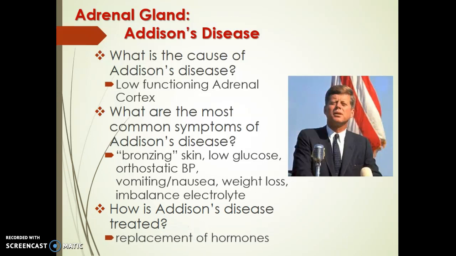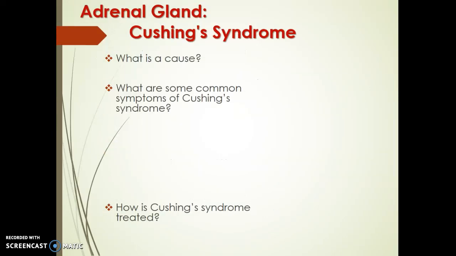Typically, we treat it with replacement hormones. And the reason that I have a picture here of John F. Kennedy is because he actually did suffer from Addison's disease. And I guess that's always why he kind of looked so handsome on TV with that bronzing skin and all that kind of stuff. So Addison's disease, adrenal cortex.